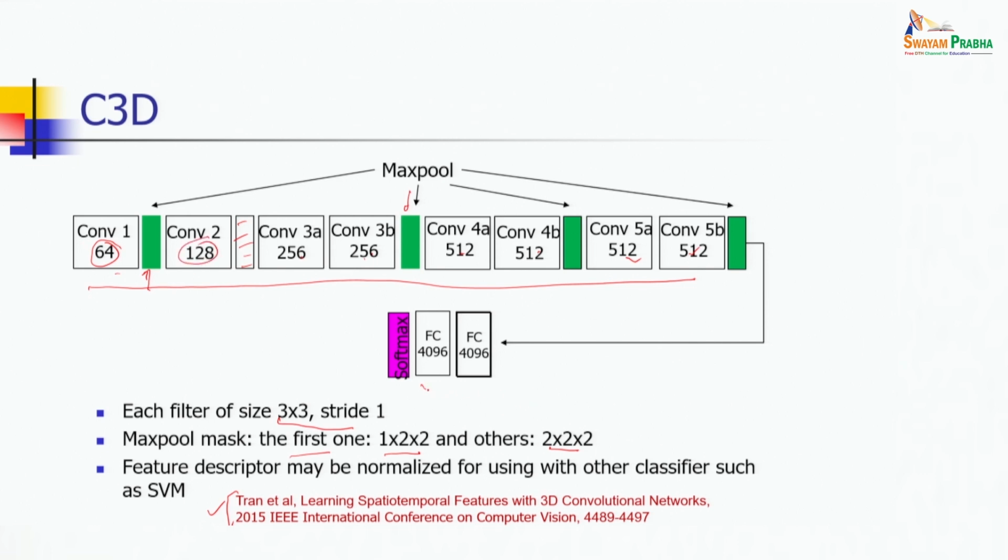And finally, you get fully connected layers. The feature representations are input to the fully connected layers, and finally there is a softmax layer to classify it. This feature descriptor may be normalized for use with another classifier. These are things we do. As I mentioned, there are a number of filters and a feature descriptor, and these are the number of output nodes.